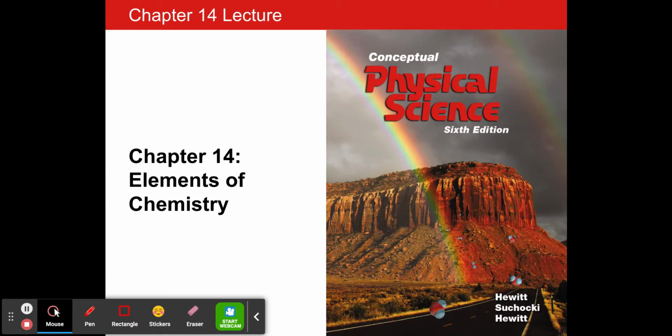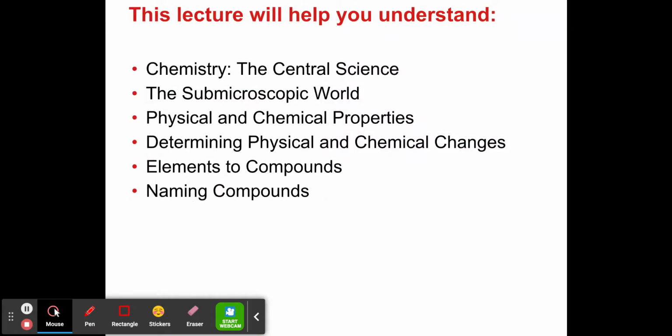All right, in this unit, we'll be talking about elements of chemistry. So we look at various definitions. So in the entire unit, we'll be looking at the role that chemistry plays in science. We'll look at the submicroscopic world, physical and chemical properties. How do we determine the physical and chemical properties of substances? We look at elements, how elements form compounds, and how we can name compounds. But in this specific lesson, we'll be looking at the first two items on this PowerPoint.